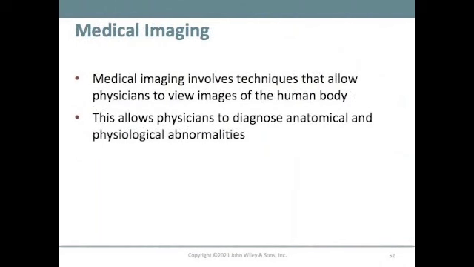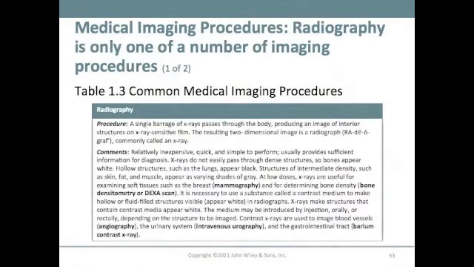So now we're talking about medical imaging, and you can see this at table 1.3 on page 23. So medical imaging is important because with today's technology, we're able to actually visualize the internal environment of our body relatively easy. A lot easier than it was several centuries ago, that's for sure. But it allows physicians to look in there and to identify if there's something wrong or something right. This allows physicians to diagnose anatomical and physiological abnormalities. Then it just goes through all the different types of medical imaging procedures.